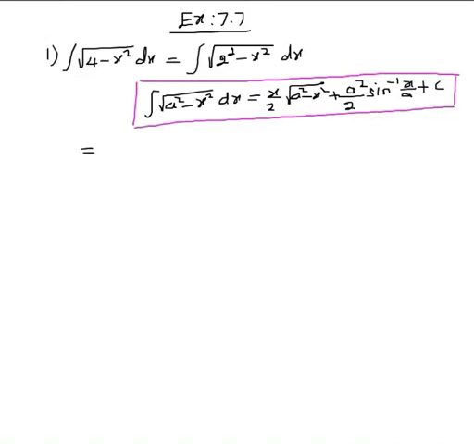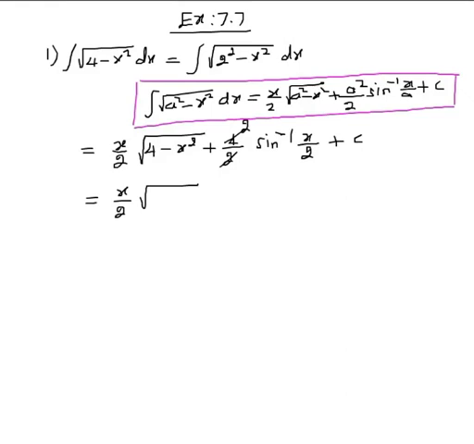Here a is 2. Therefore, the answer is x by 2 root of 4 minus x square. This is the first term. A square by 2, that is 2 square by 2, sine inverse of x divided by a is 2. Therefore, the answer is x by 2 root of 4 minus x square plus 2 times sine inverse of x divided by 2 plus c.